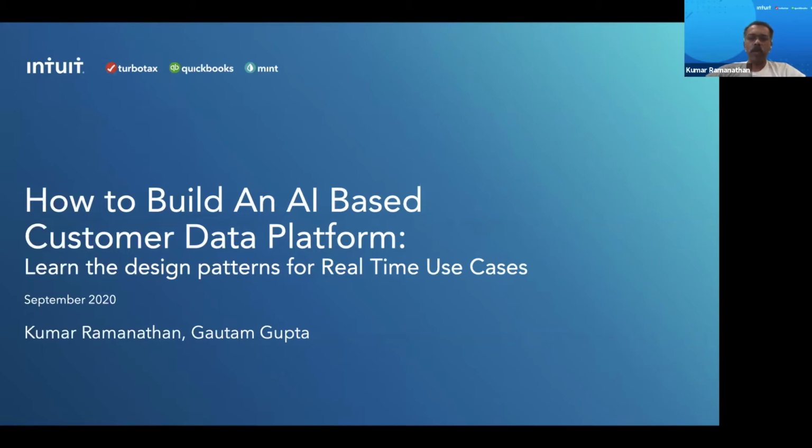I'm here with my colleague Gautam, and we're excited to talk to you about customer data platforms and how they can be used in an AI context, and specifically what some of the design patterns are that you should be thinking about, based on our experience having done this.